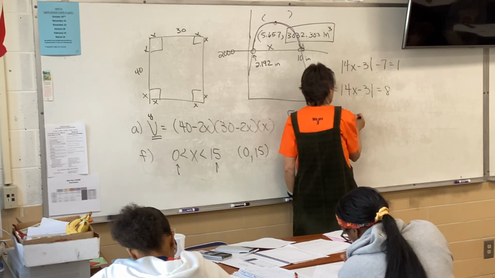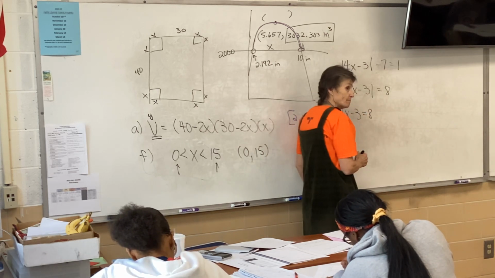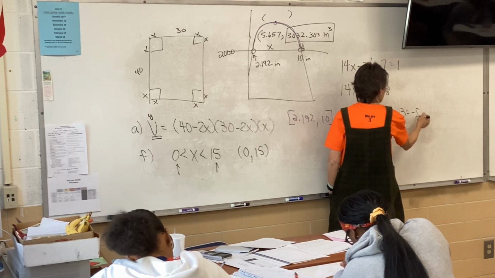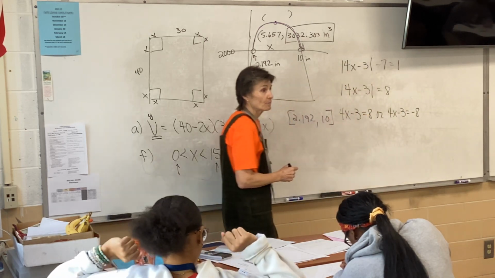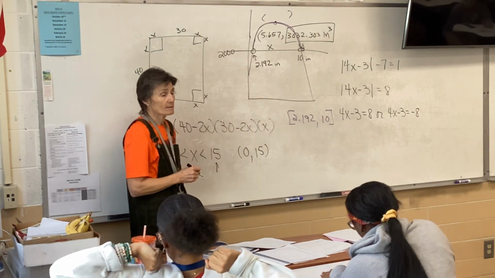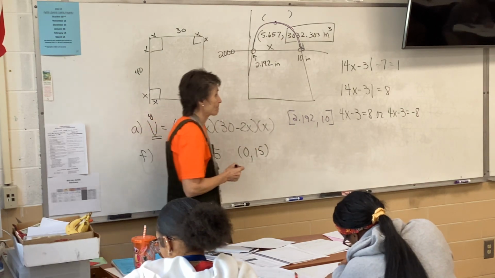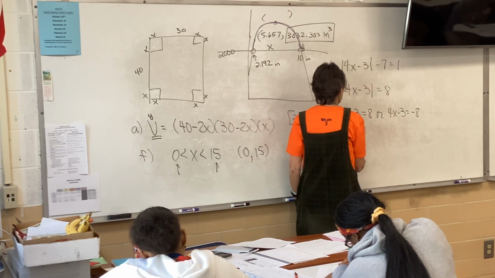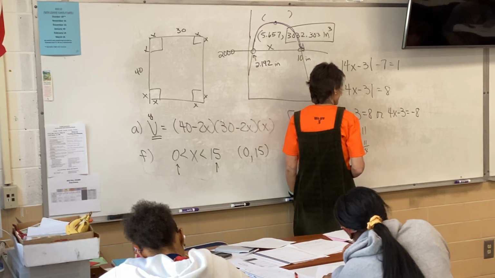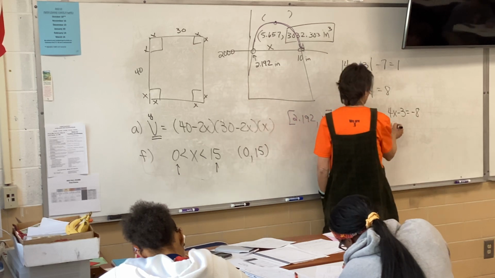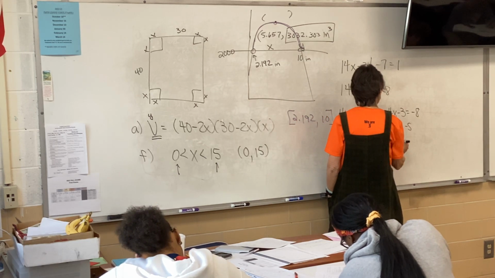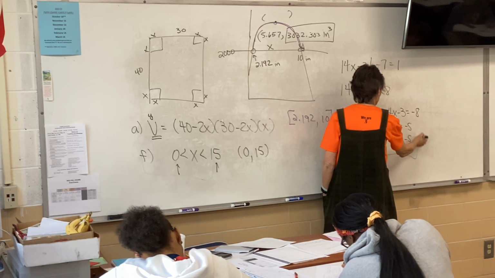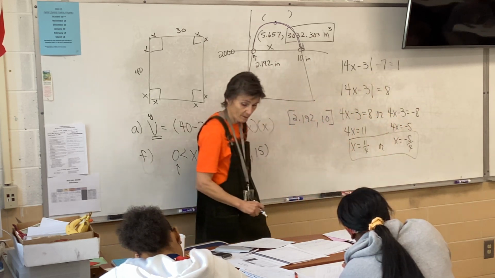I'm going to say 4x minus 3 equals 8, or 4x minus 3 equals negative 8. This will work, guys. It's fine. So 4x equals 11 and x equals 11 fourths, or 4x equals negative 5 and x equals negative 5 fourths. So here are the answers to the problem. Sydney, are you okay with that?